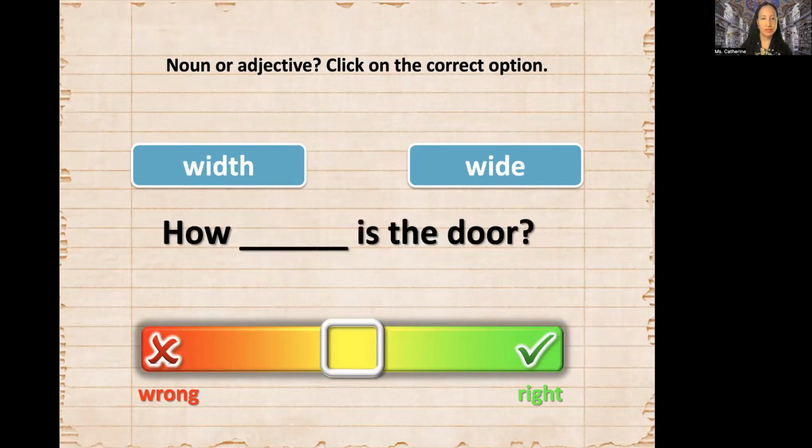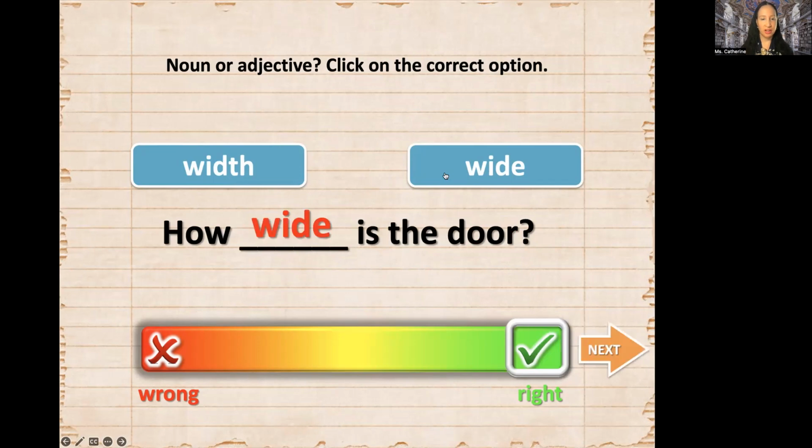What about this one? How width is the door? How wide is the door? Let's practice the pronunciation first. Width, width. A little tough, right? So how width is the door or how wide is the door? Which one? Good job. I know these are tough. How are you doing?